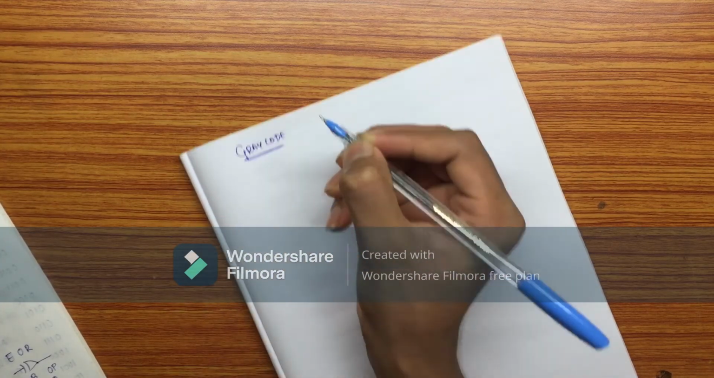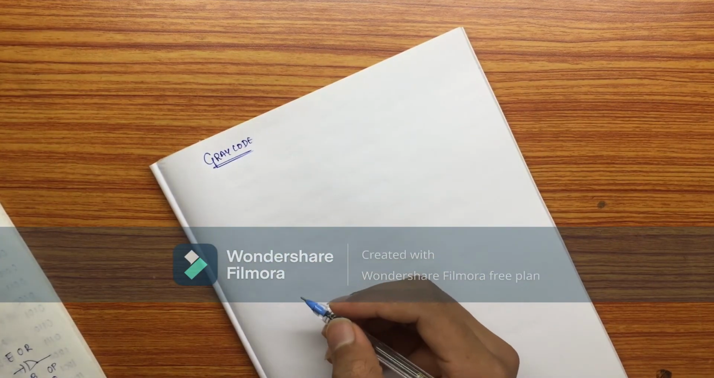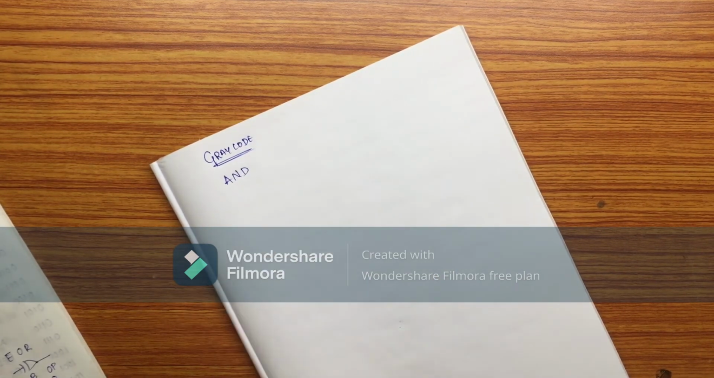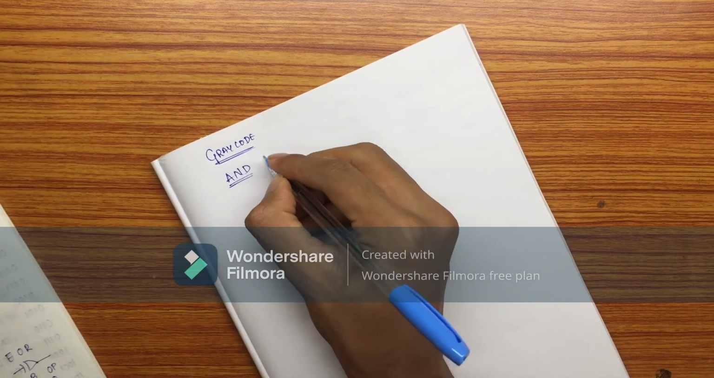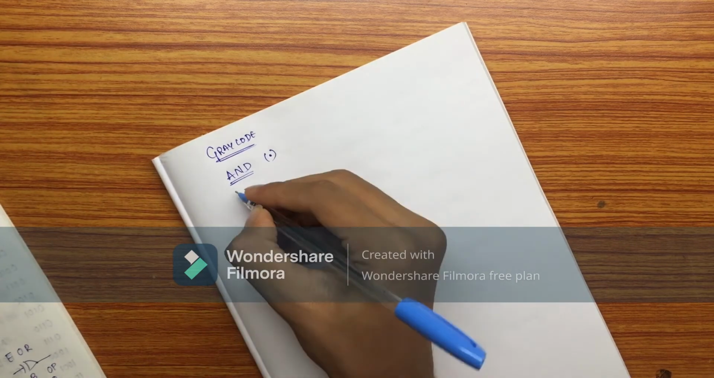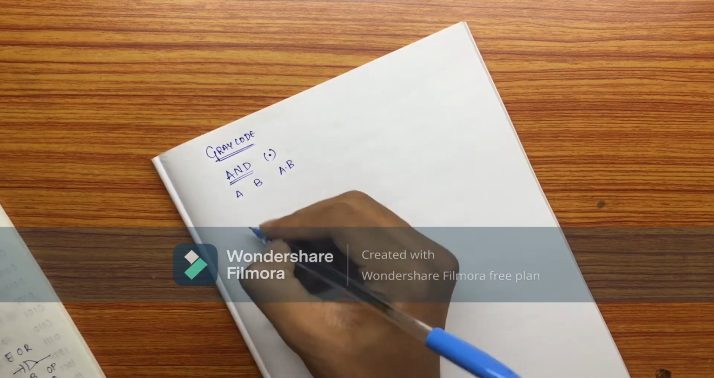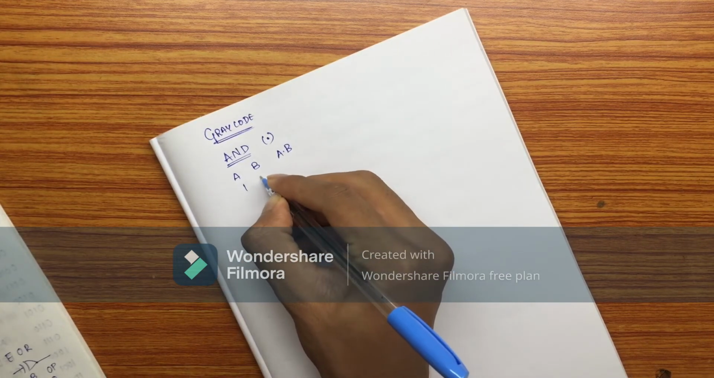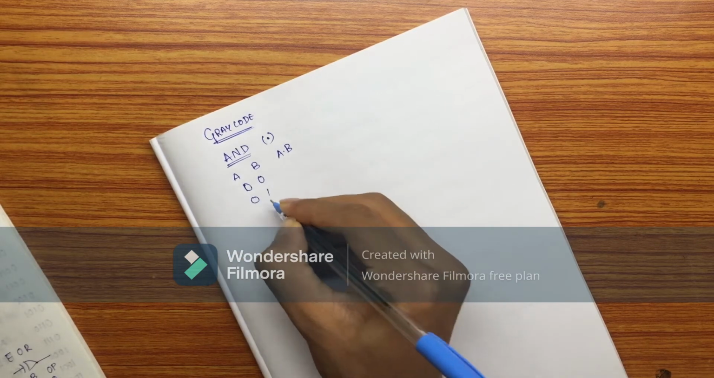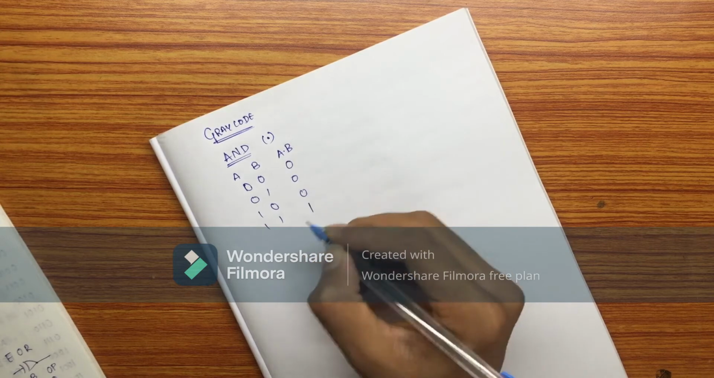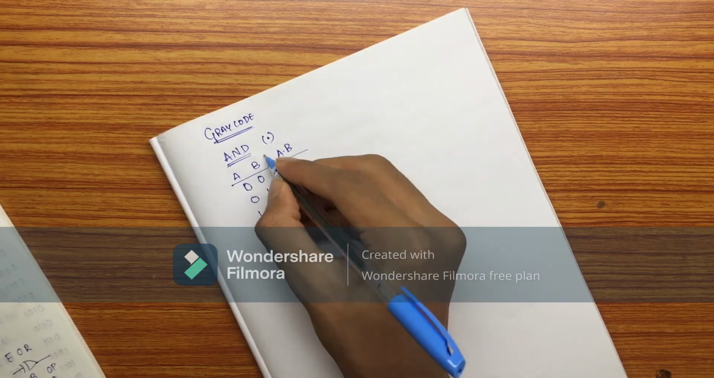Gray code. Before going to gray code, let's see some simple operations. You all know the AND operation. What is the AND operation? It is denoted by a dot. Suppose A, B, and A AND B. So how can we write this? A and B: 0 0, 0 1, 1 0, 1 1. So here the output is 0 0 0 1. So this is the AND operation, right?